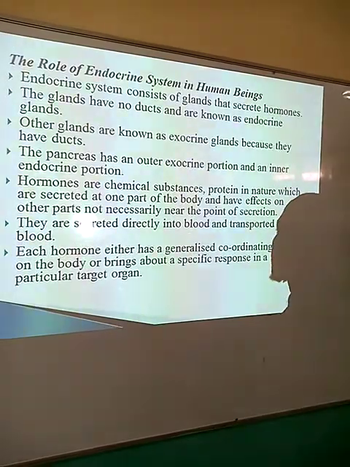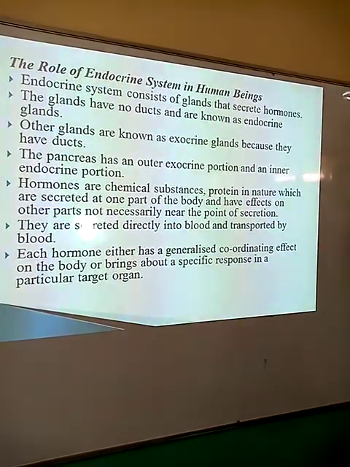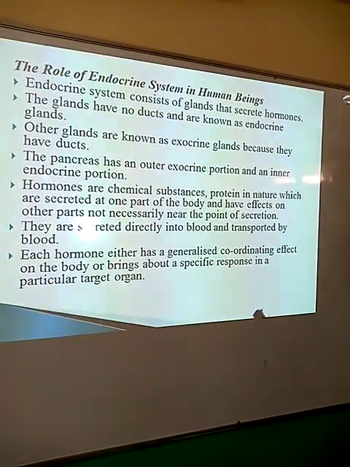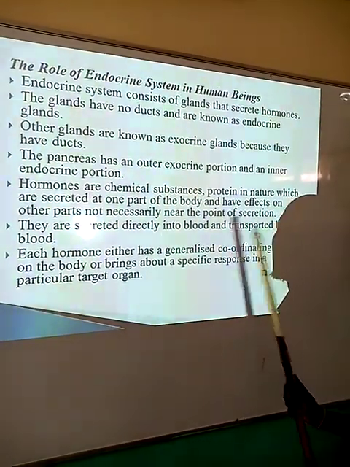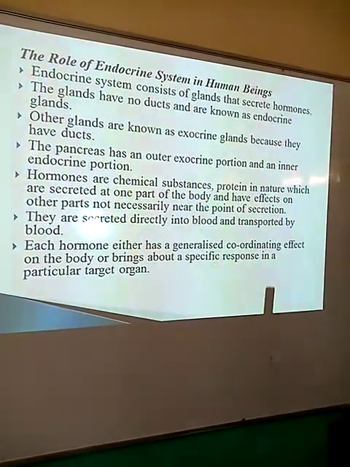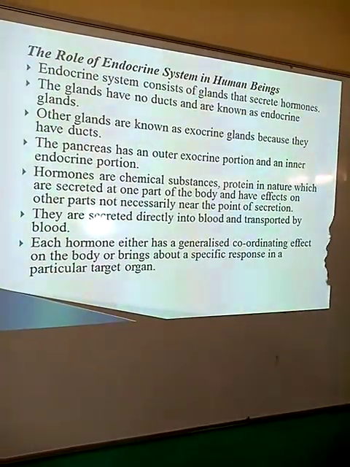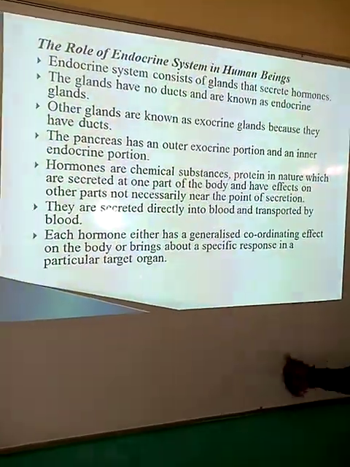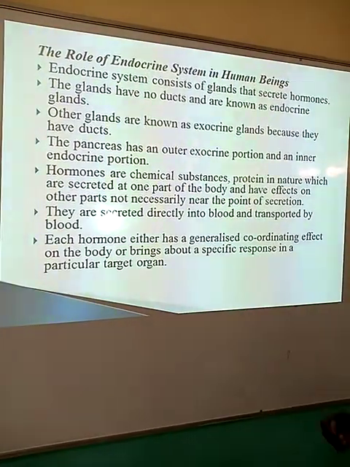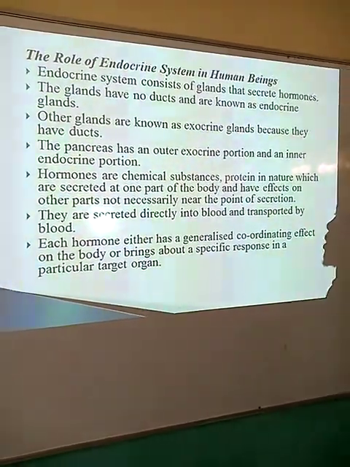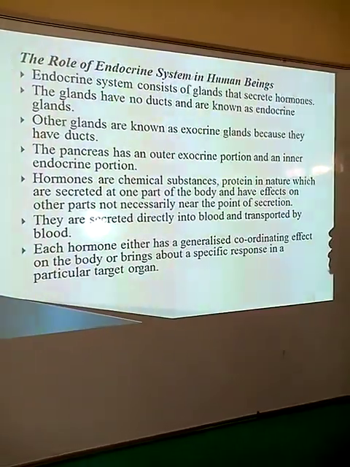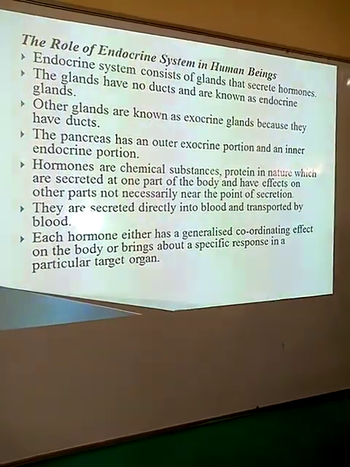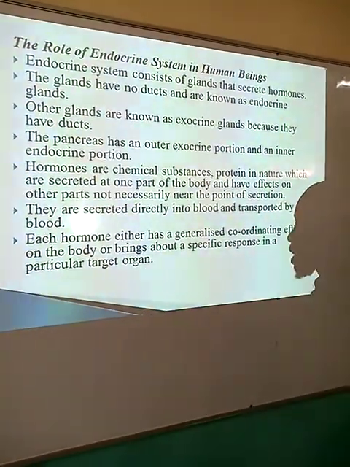So hormones are chemical substances which are always protein in nature and are secreted at one point of the body and have effect on other parts, not necessarily near the point of their secretion. That means that we have several types of hormones that are produced at particular areas and are used elsewhere. So it does not mean that the hormones are used at the particular points where they are secreted. They are secreted directly into the blood and transported by blood. So the medium of transport is the blood.